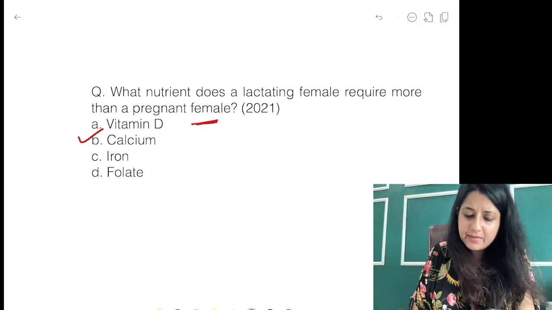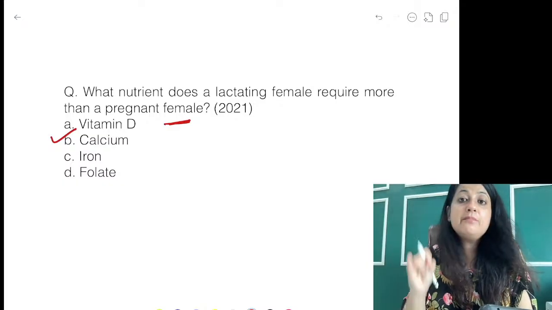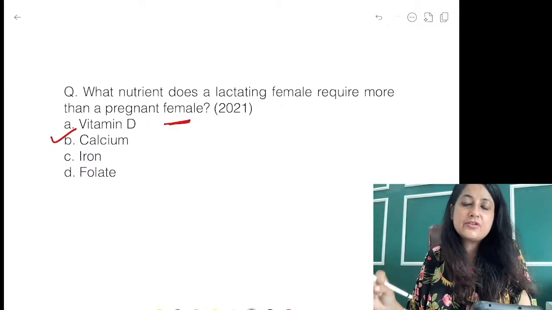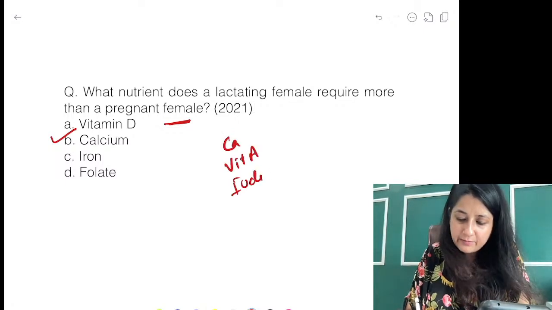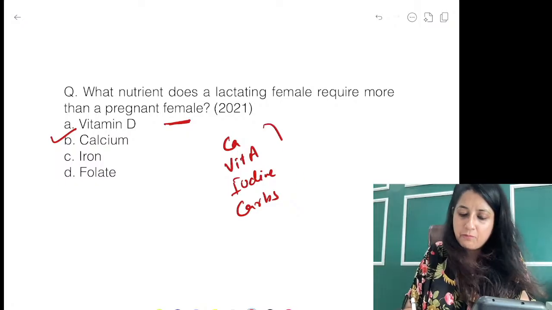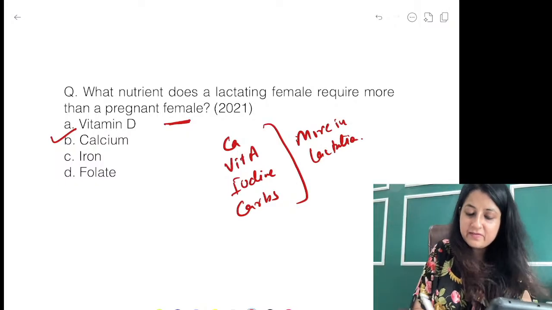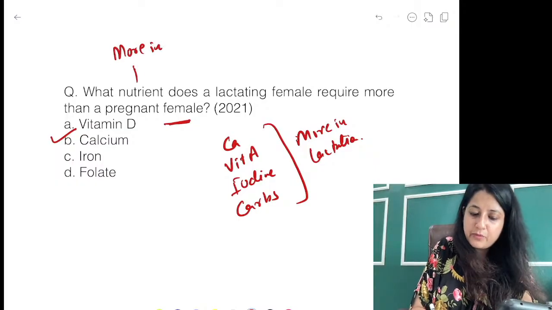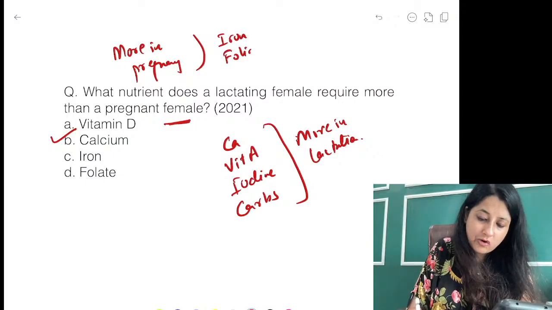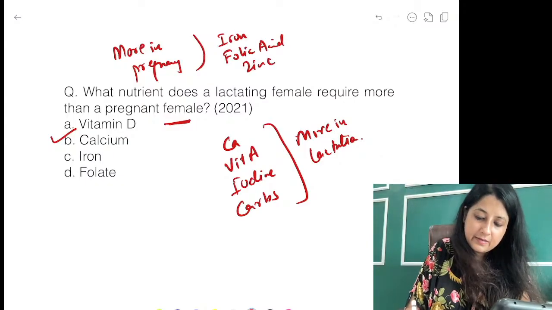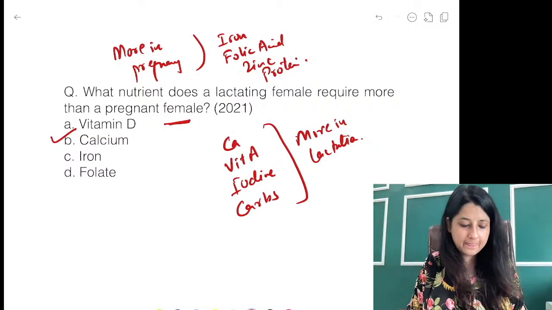Yeah, pregnant female, what all does she require? So just have a look over here. Calcium 1200 in lactation. Calcium is more. Calcium, vitamin A, iodine increase, carbs increase. More in lactation. What about pregnancy? Iron, folic acid more in pregnancy. So if you have to talk about pregnancy: iron, folic acid, zinc, protein. These are more in pregnancy.